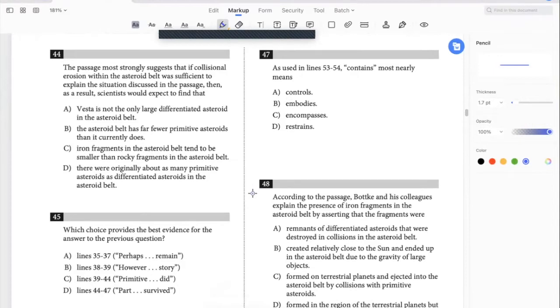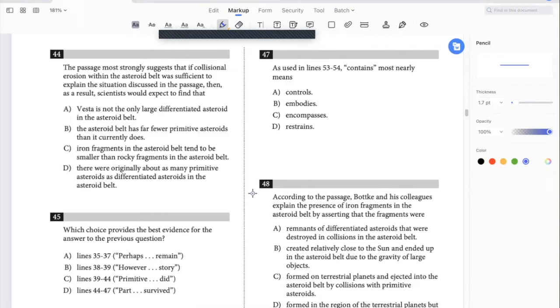The passage more strongly suggests that if collisional erosion within the asteroid belt was sufficient to explain the situation discussed in the passage, then as a result, scientists would expect to find that Vesta is not the only large differentiated asteroid in the asteroid belt. The asteroid belt has far fewer primitive asteroids than it currently does. Iron fragments in the asteroid belt tend to be smaller than rocky fragments in the asteroid belt. There were originally about as many primitive asteroids as differentiated asteroids in the asteroid belt.